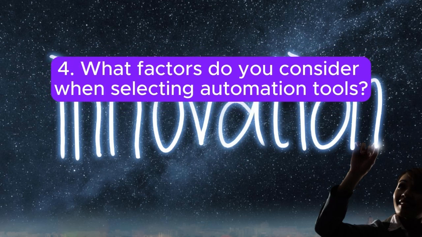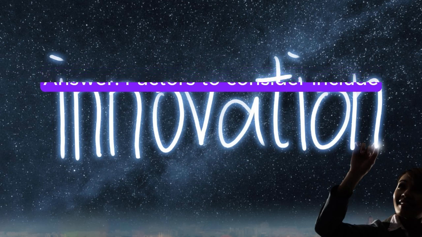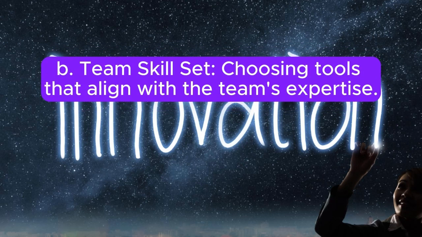4. What factors do you consider when selecting automation tools? Answer: Factors to consider include: A. Project requirements. Understanding specific needs like web, mobile, or API testing. B. Team skill set. Choosing tools that align with the team's expertise.